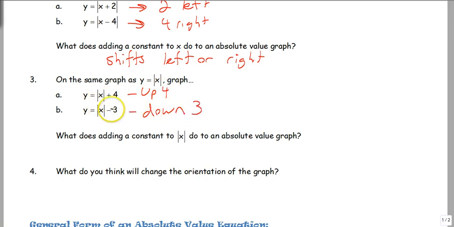So it's the same sign. Up is usually positive, down is negative, but for left and right it's the opposite signs. If it's a plus 2, we're shifting 2 left. If it's minus 4, we're shifting 4 right. So it shifts it up or down.